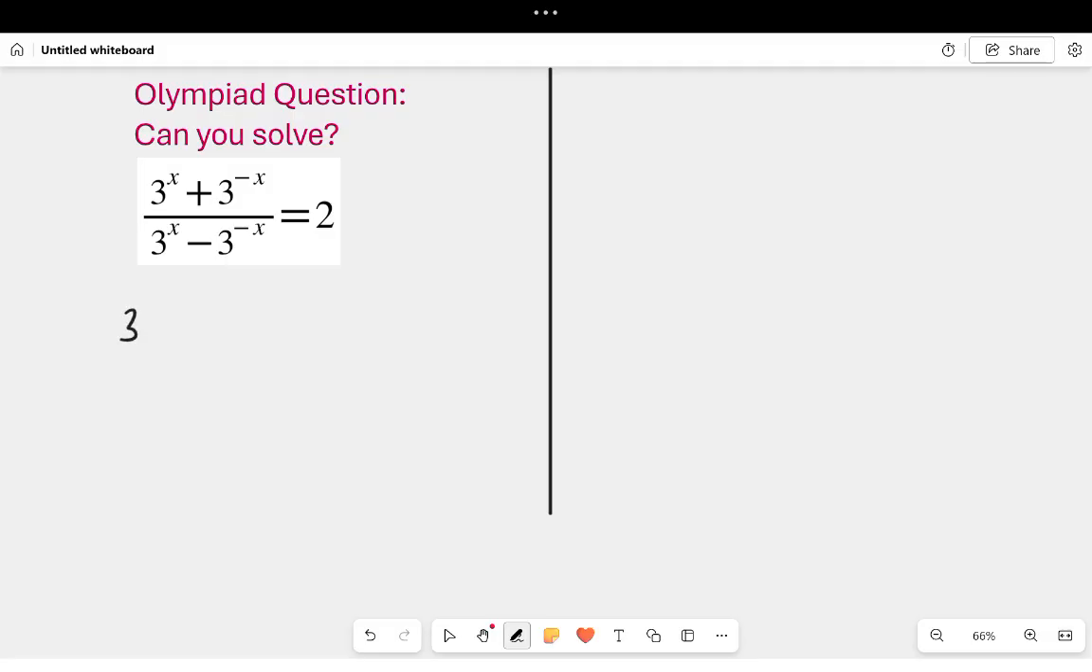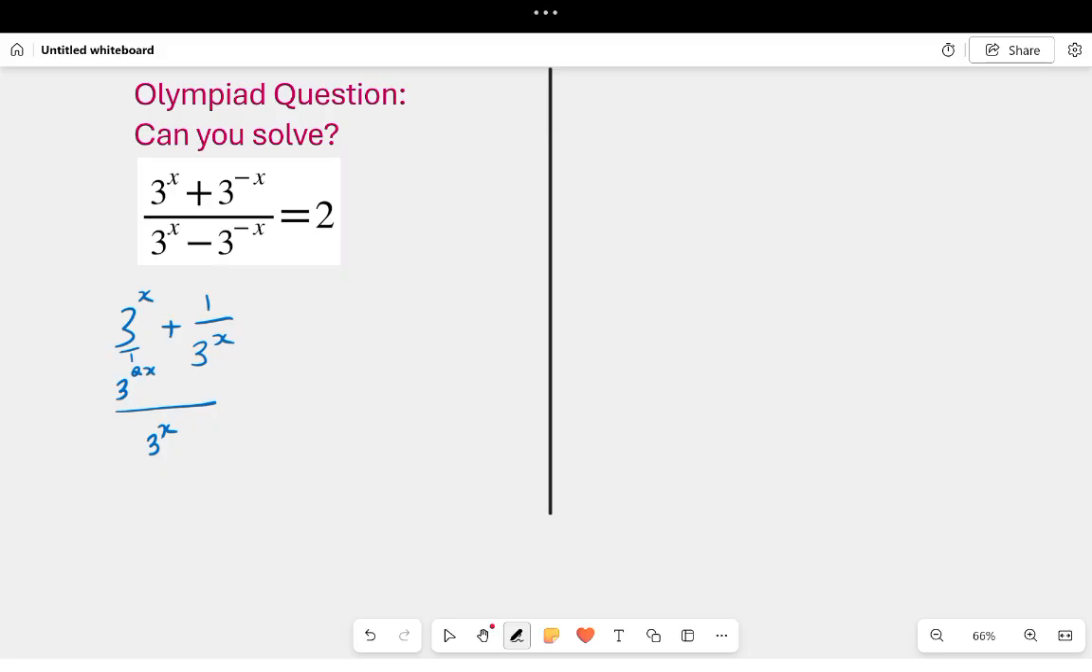So 3 to power x, 3 to power x, you add. Now 3 to power negative x, we treat it as a reciprocal, so it's going to be 1 over 3 to power x. Now adding this, we have a common denominator. It's going to be 3 to power x, which we make over 1, so 3 to power x times 3 to power x. It is simply 3 to power 2x.